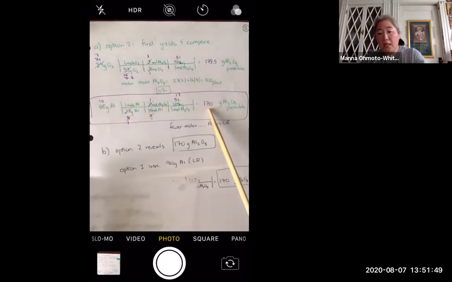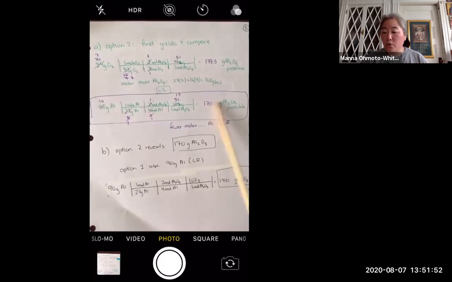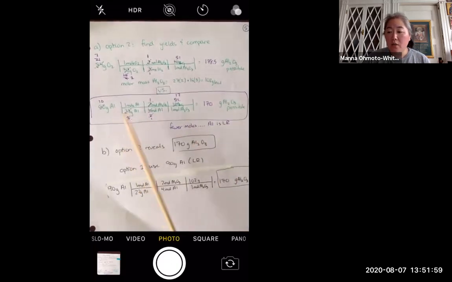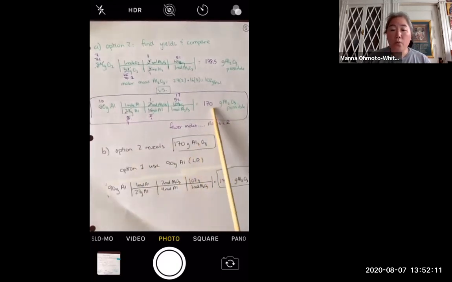So again, if you choose option 2, you'll find that you are able to make fewer grams of aluminum oxide from your aluminum than you are from your oxygen, so aluminum again is the limiting reactant. Again, if you chose option 2, you've already answered B, in which you found out that you can only make the lower amount, the 170 grams of aluminum oxide. If you chose option 1, you'd have to use the limiting reactant, do the stoichiometry to find out how many grams of the product you could make.